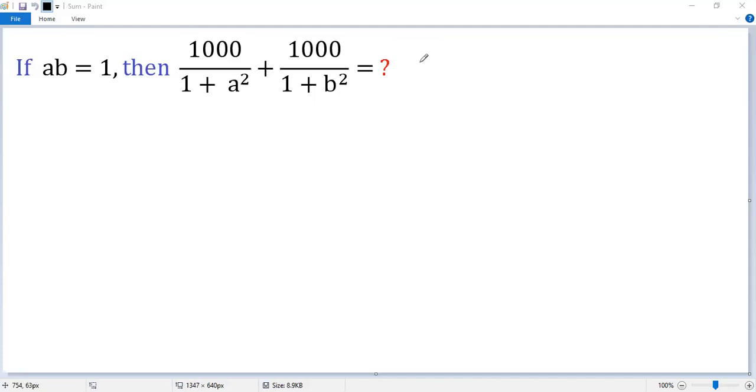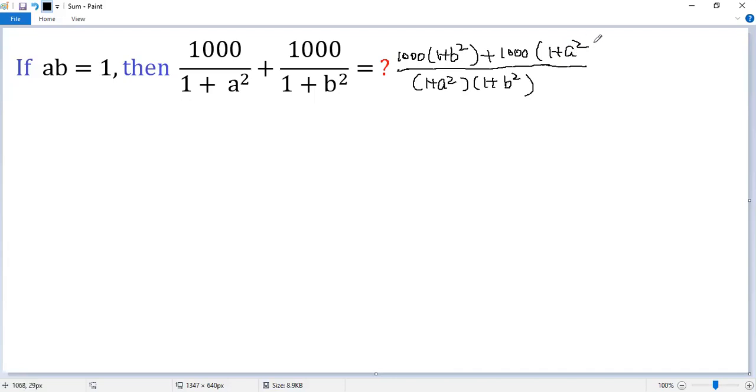Let's see how to find the value of the sum. If we directly combine these two fractions, we'll get a common denominator, which is 1 plus a squared times 1 plus b squared. The first half becomes 1000 times 1 plus b squared. The second half becomes 1000 times 1 plus a squared. It seems difficult for us to find the value, so we need to figure out other methods.